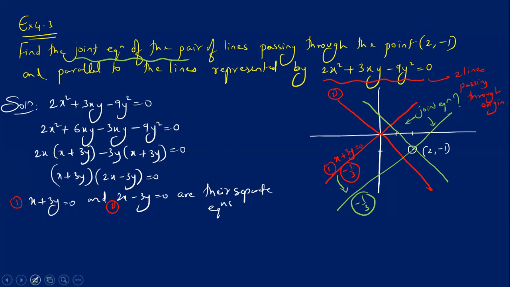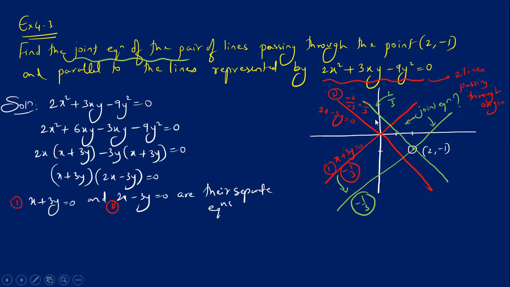In the same way, if I say the second line is 2x minus 3y is equal to 0, the slope will be minus a by b, that is minus 2 by minus 3, which is 2 by 3. So the line parallel to this one will also have slope 2 by 3.